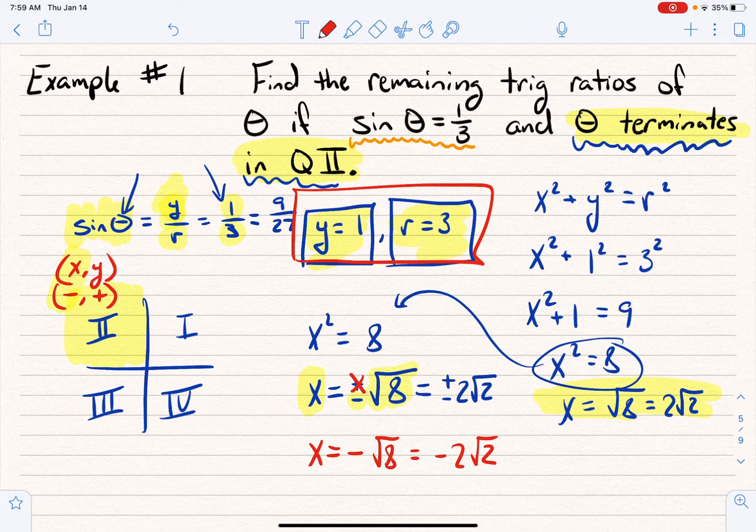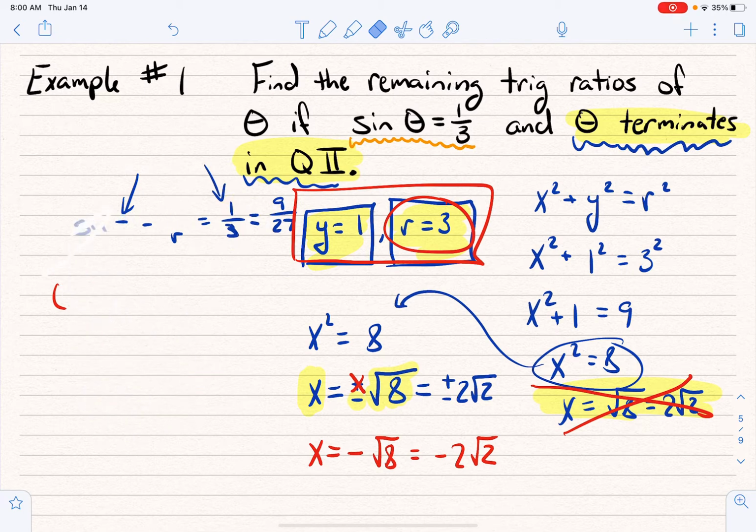And so now at this point, we can find the remaining 5 trig ratios. Okay? We can't just assume that it's positive. r is always positive. Why is r always positive? Because it's a radius. Okay, but x and y can be negative, and a lot of times are, and we have to know when that's the case. All right, so what I'm going to do is try to get rid of a lot of this.